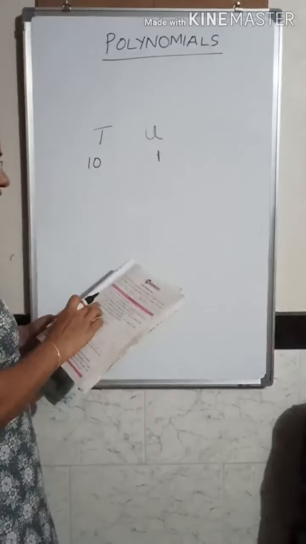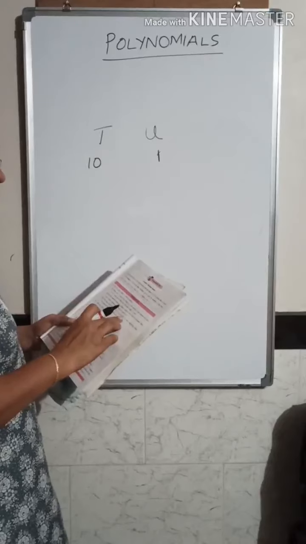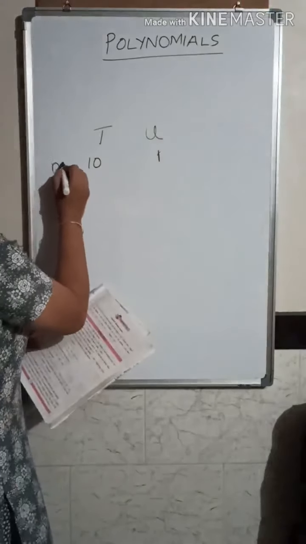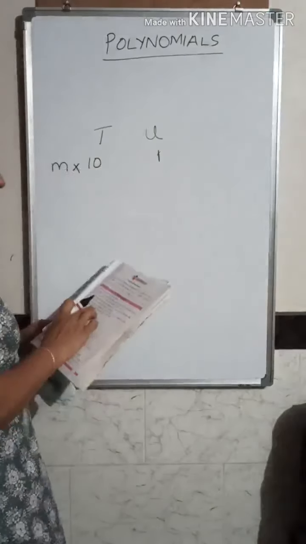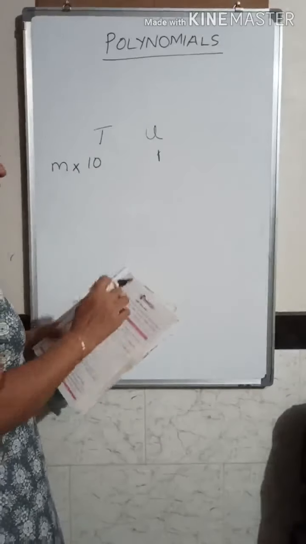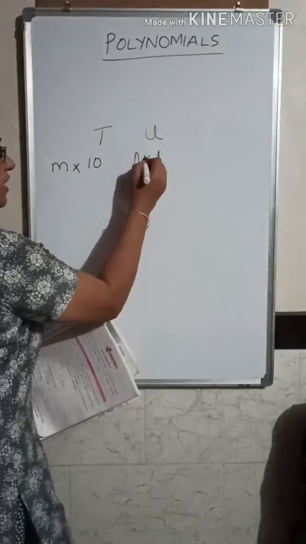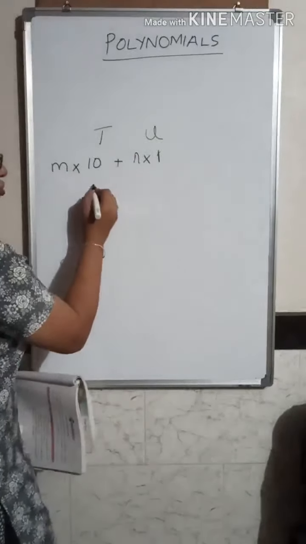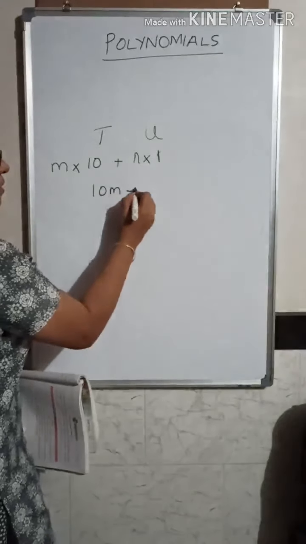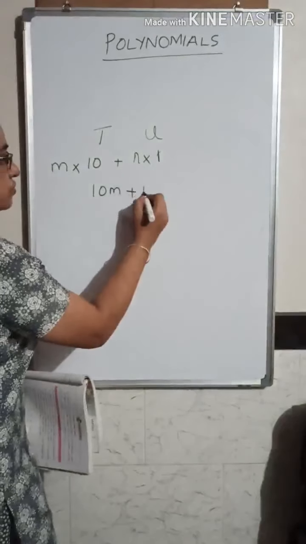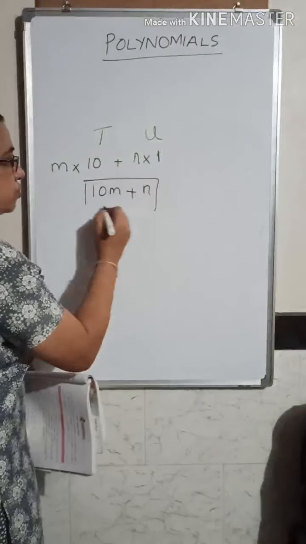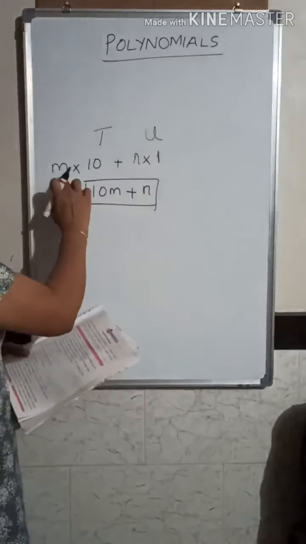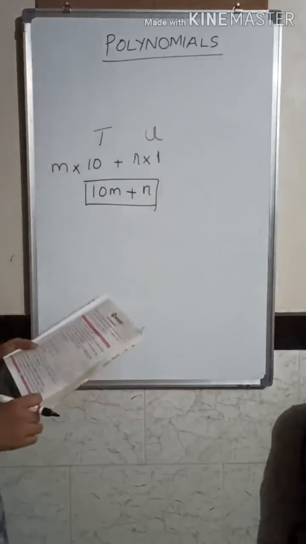Now here what they have given is the digit in the tens place is m. So you will get m into 10. And the digit in the units place is given as n. So you will get n into 1. So the 2-digit number will be m into 10, that is 10m, plus n into 1, that is n. So this will be the 2-digit number formed by the terms that are given as m and n in the tens and the units place.